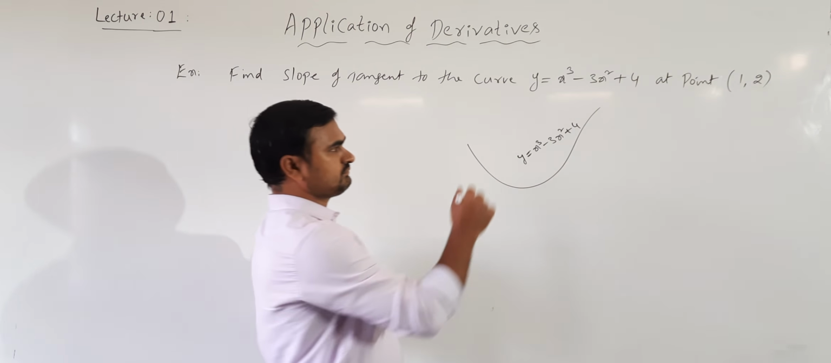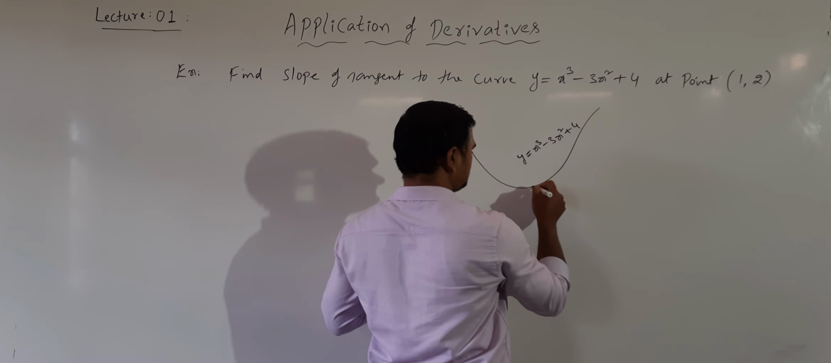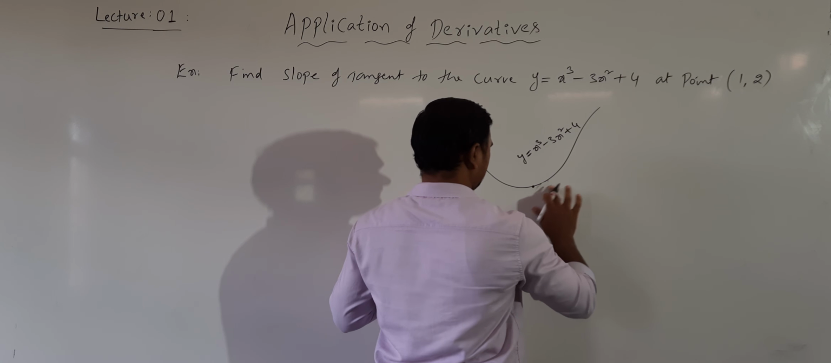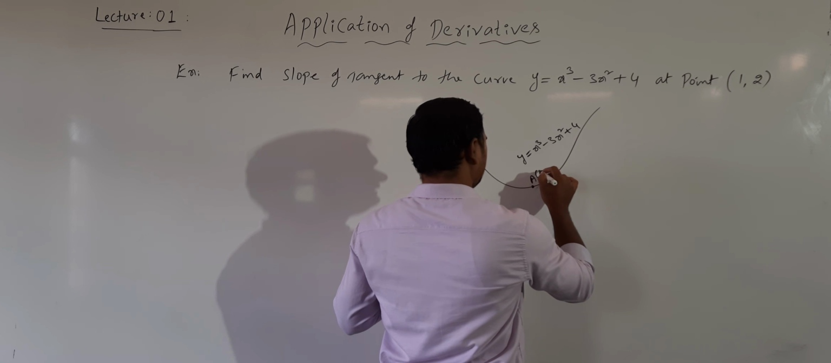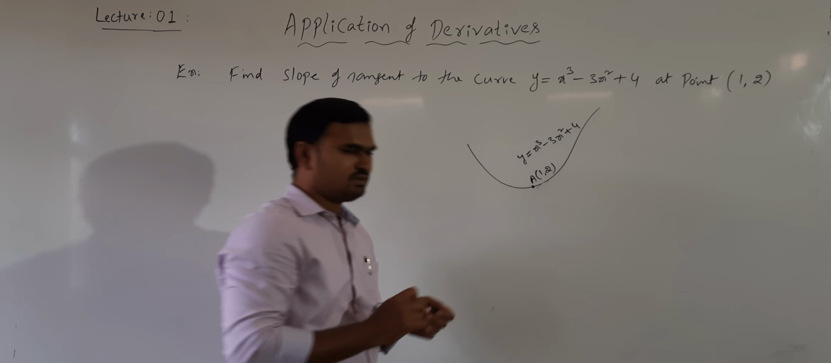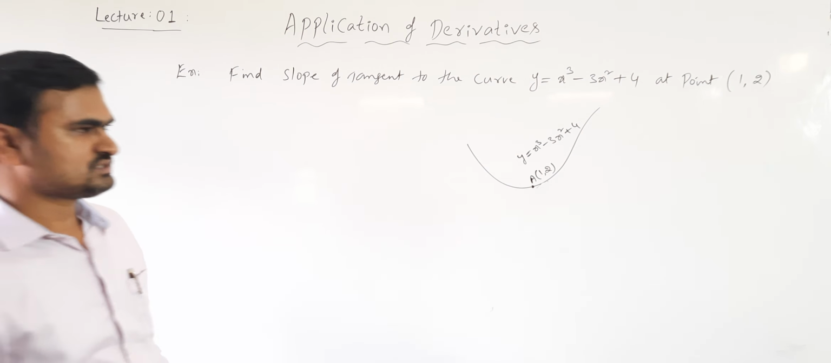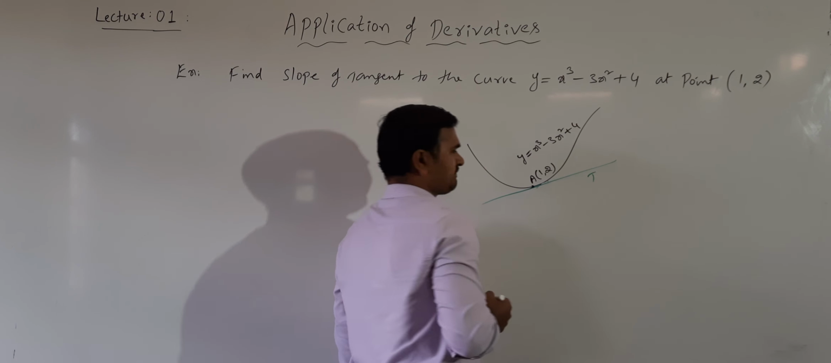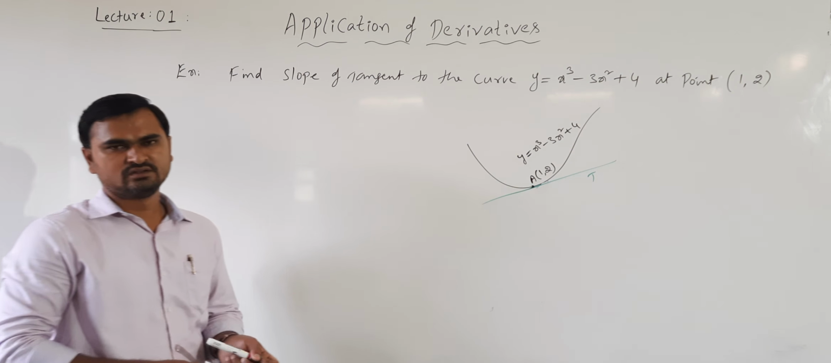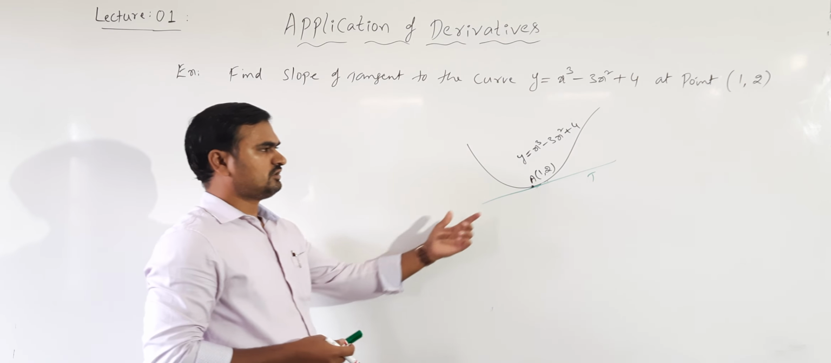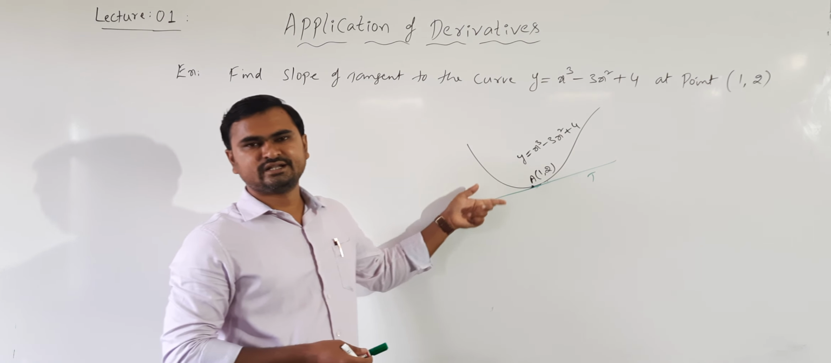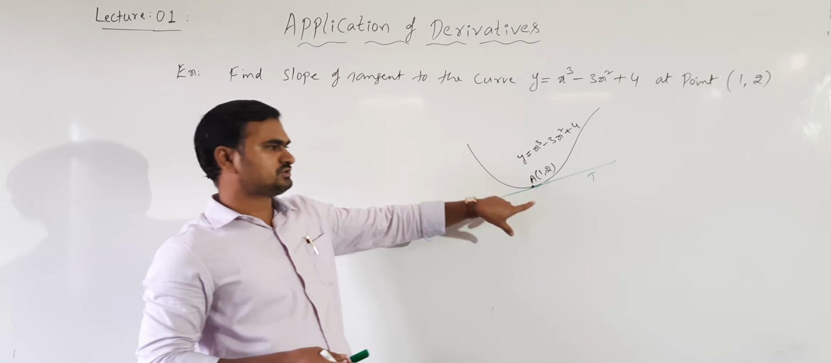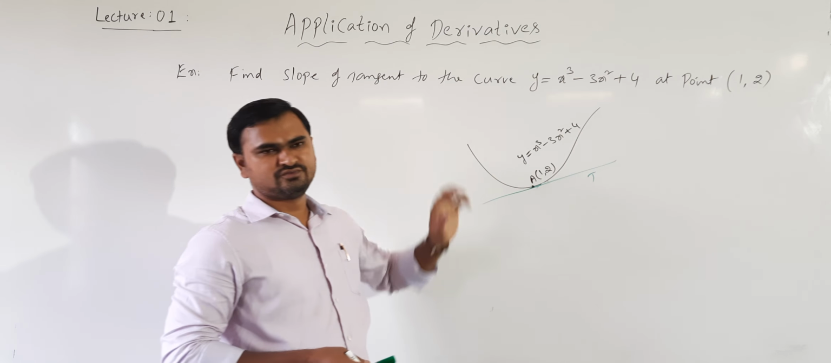Okay. So there is a point on this curve. Suppose this is the point A given. This is the point A, 1, 2. Now at this point we need the slope of tangent to the curve. Suppose tangent is like this. We need its slope. Okay. So what we know is the slope of tangent to any curve is given by its derivative at that point. So first we find the derivative and then we'll substitute that point to find the slope of tangent.